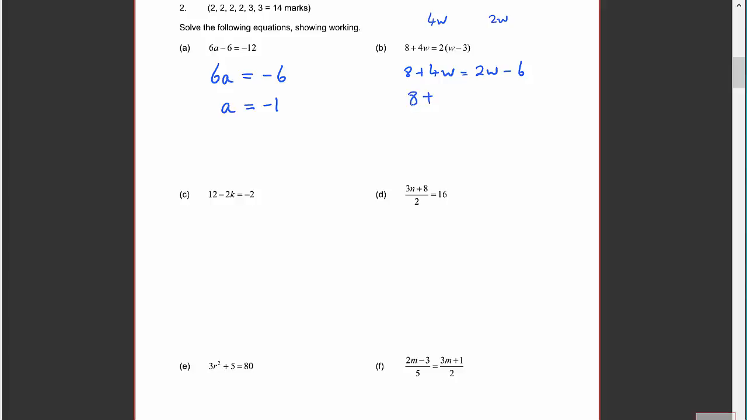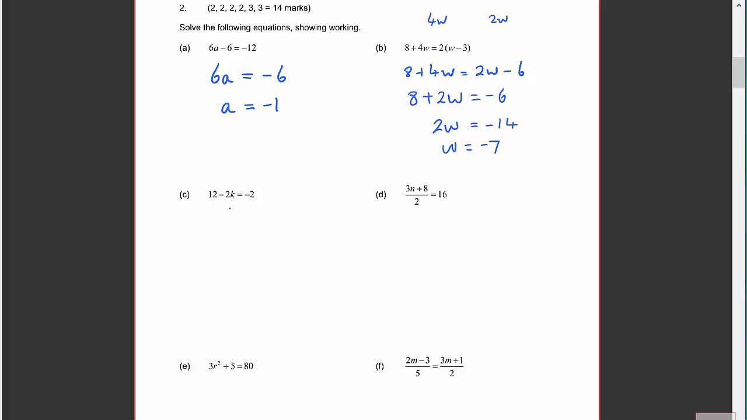So I haven't affected the 8, but 4w take away 2w is 2w. On this side, taking away 2w just leaves us with negative 6. Now it's an equation like this one. I want the 8 on the other side. It's a positive 8, so take away 8 from each side. That leaves us with 2w on this side, and negative 6 take away 8 is negative 14. Now divide both sides by 2, so w is negative 7.